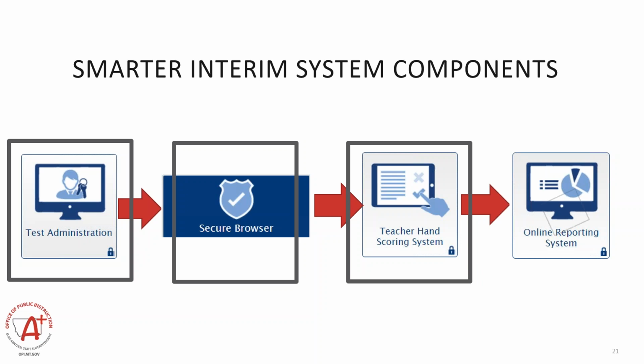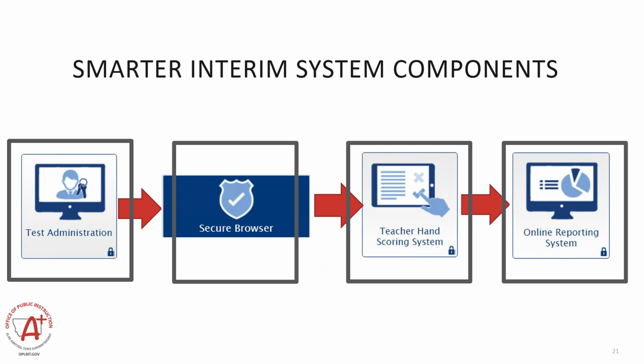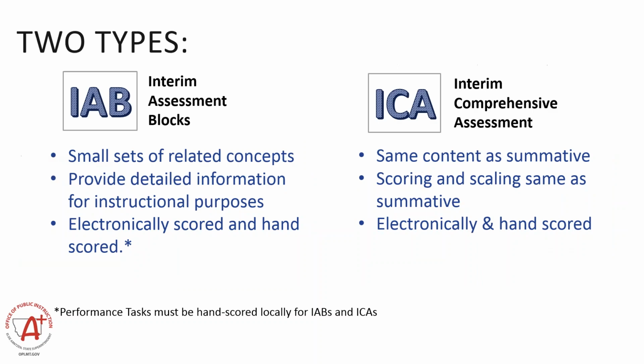Once the hand-scored items are scored, educators can access the interim results reports and analyze data in the online reporting system. So all of these components, including downloading of secure browsers, are found on the Montana Smarter Balanced portal. And we'll take a quick tour of that, and I'll show you how to access some of these and what that all looks like. I wanted to talk about the two types of interim assessments.